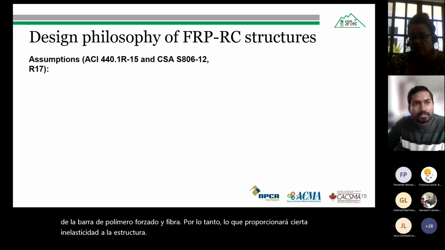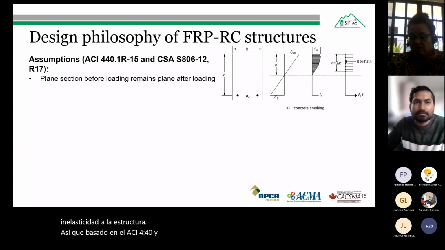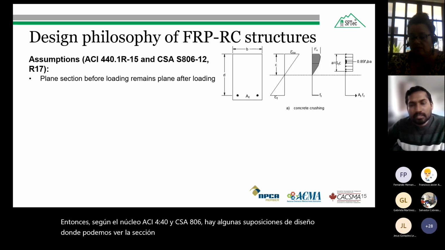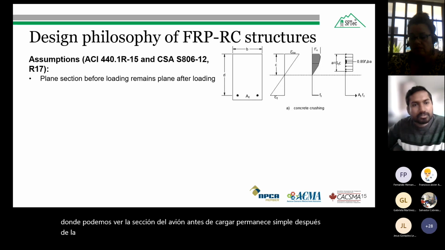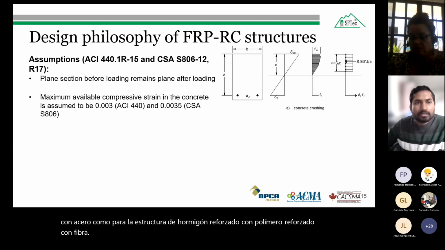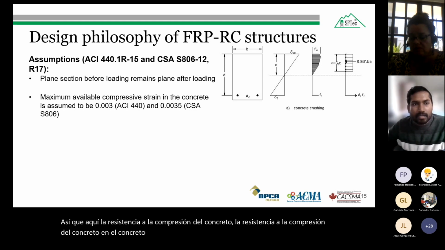So based on the ACI 440 and CSA S806 codes, there are some design assumptions, where we can say the plane section before loading remains plane after loading, and this is true for both steel reinforced concrete structures and fiber reinforced polymer reinforced concrete structures. So here the compressive strain in the concrete is around 3000 microstrain according to the ACI 440, and 3500 microstrain according to the Canadian code.